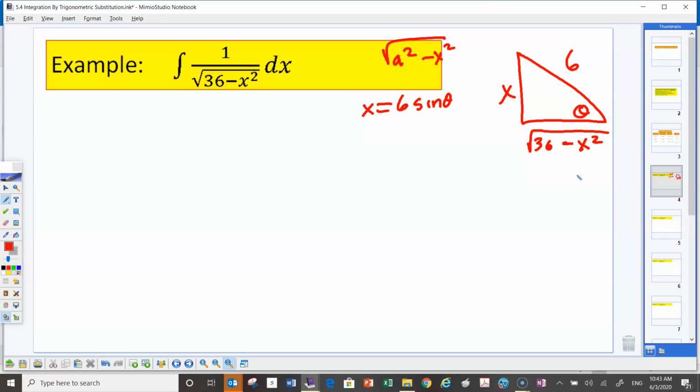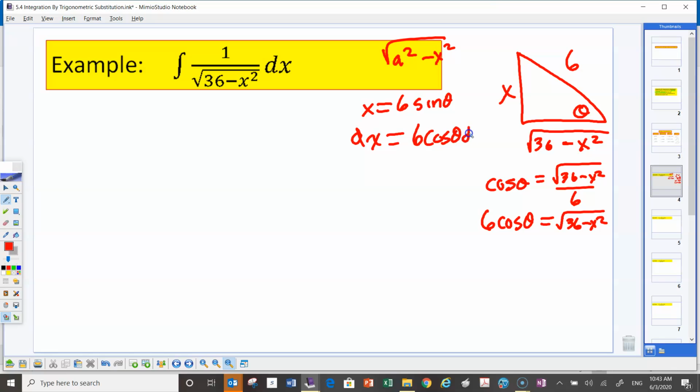Now, I want to come up with an expression for the square root of 36 minus x squared in terms of theta. If I take the cosine of theta, it would be the square root of 36 minus x squared over 6. If I bring the 6 up to the other side, I get the square root of 36 minus x squared equaling 6 cos theta. Up here, if I take the derivative of x, I'm going to get 6 cos theta d theta. And now I'm able to do my substitution because I know what dx is, and I know what the square root of 36 minus x squared is.